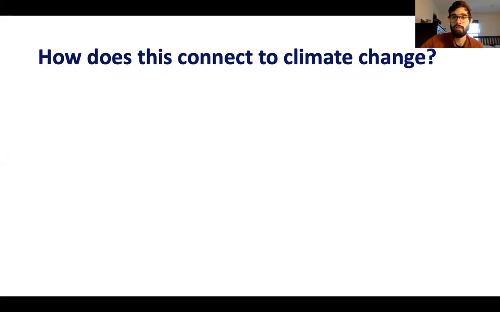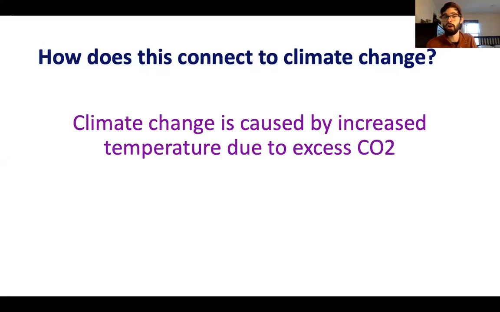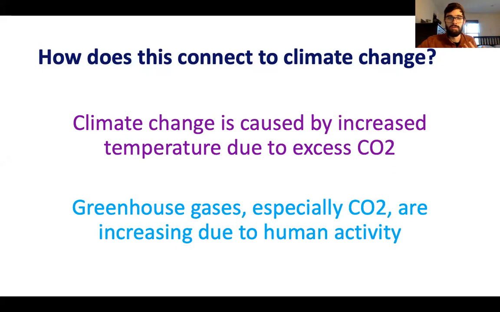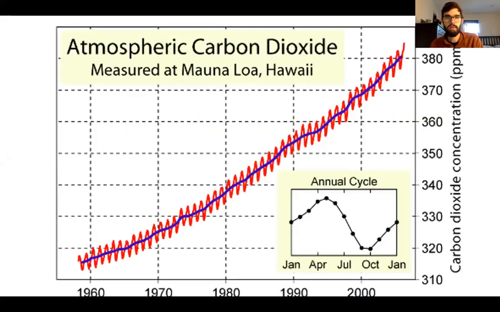How does that connect to climate change? Well, climate change is caused by increased temperature due to CO2, right? All that heat building up inside the Earth's atmosphere and leading to increased temperature is going to lead to global climate change. And those greenhouse gases, especially CO2, are increasing due to human activity. So at the end of the day, climate change is an increase in CO2 due to human activity, which then leads to an increase in global temperatures.